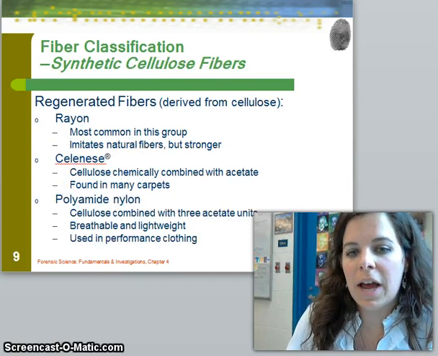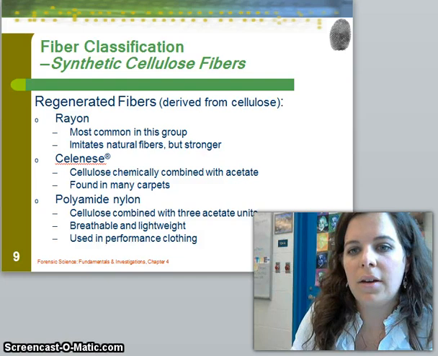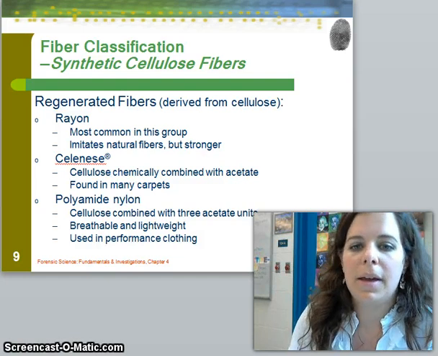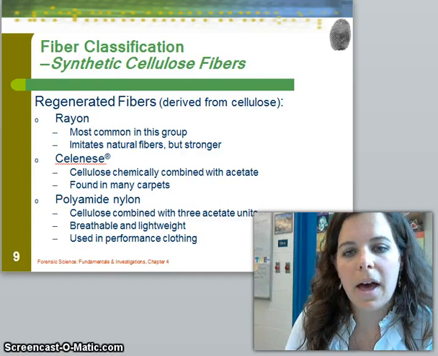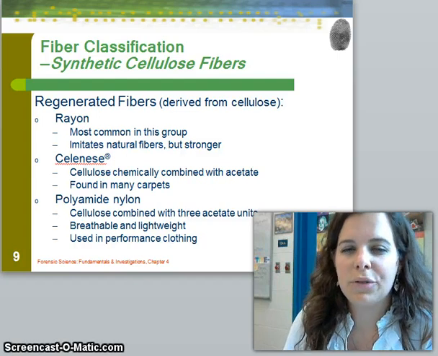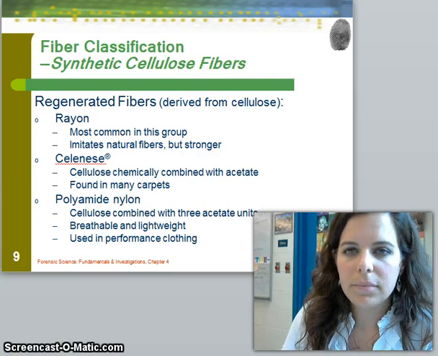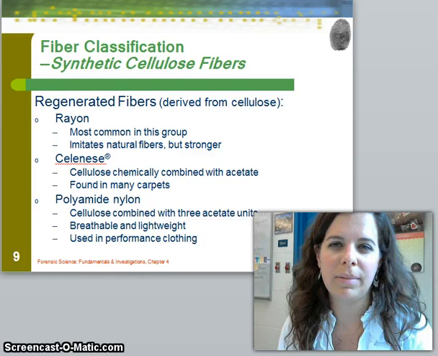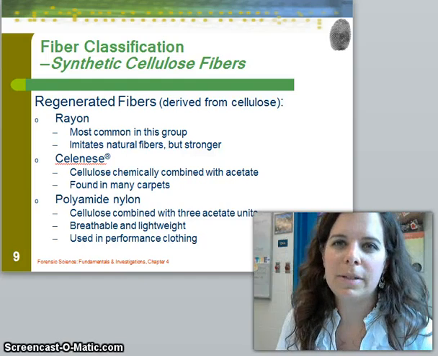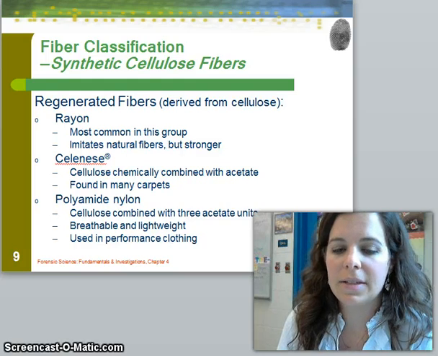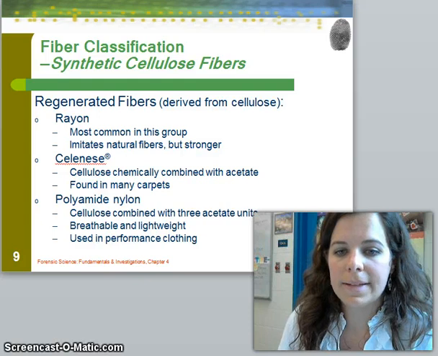So here are some regenerated fibers, meaning that they use cellulose, but then they either heat it or melt it to make a new fiber. And so rayon is the most common. It imitates natural fibers, but it's really strong, and so you might use it. A lot of times you'll have rayon blends, and if you think of gym short material, that's usually made of rayon. Celanese is found in carpets, and this is when cellulose is chemically combined with something called acetate.